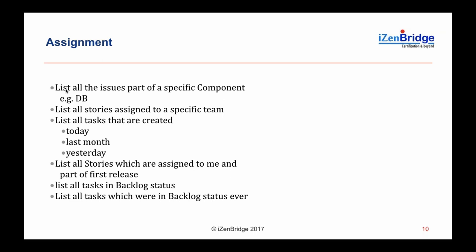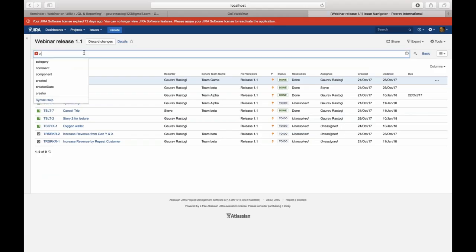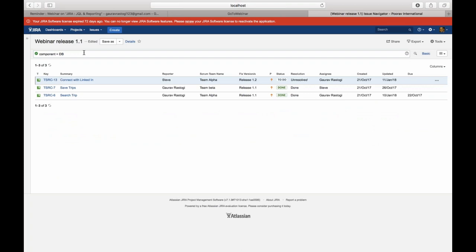The query is saying there is a field called component, and that component should be equal to DB, and list all the issues irrespective of which project they are part of. So I will simply type component, and see, component is there. Then I press space, I see the logical operators, and then I say DB. Now I press enter. See, I ran the query. Very simple query.